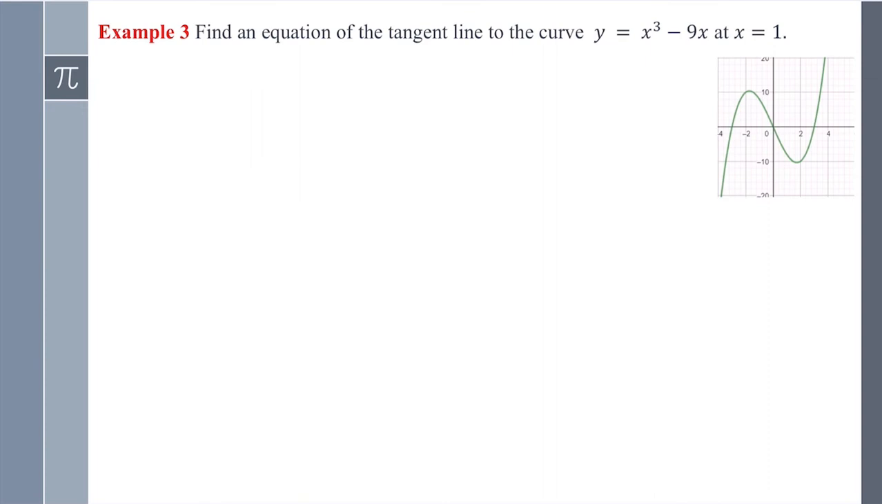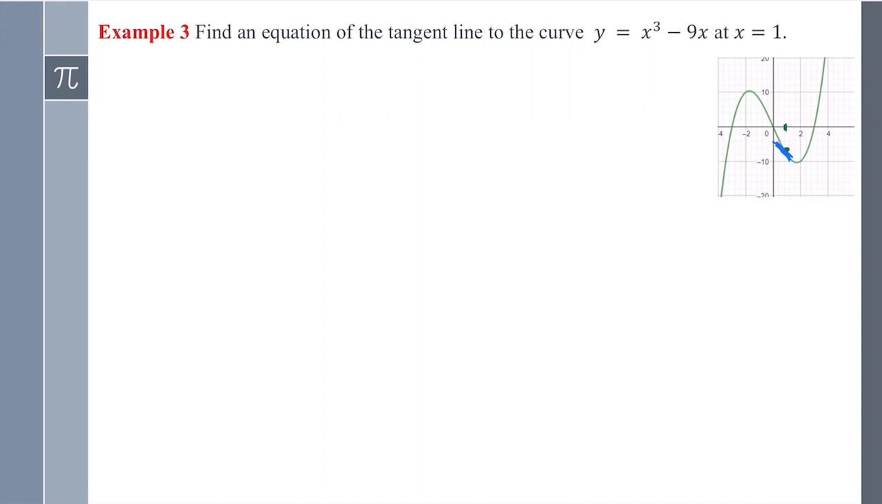Here it says find the equation of the tangent line to this curve at x equals 1. So at x equals 1, I think it is somewhere here. It should be down somewhere here. So we are trying to find the equation of the tangent line somewhere here. It's hard to draw, but that's what we are trying to do. At x equals 1, we're trying to find the equation of the tangent line.